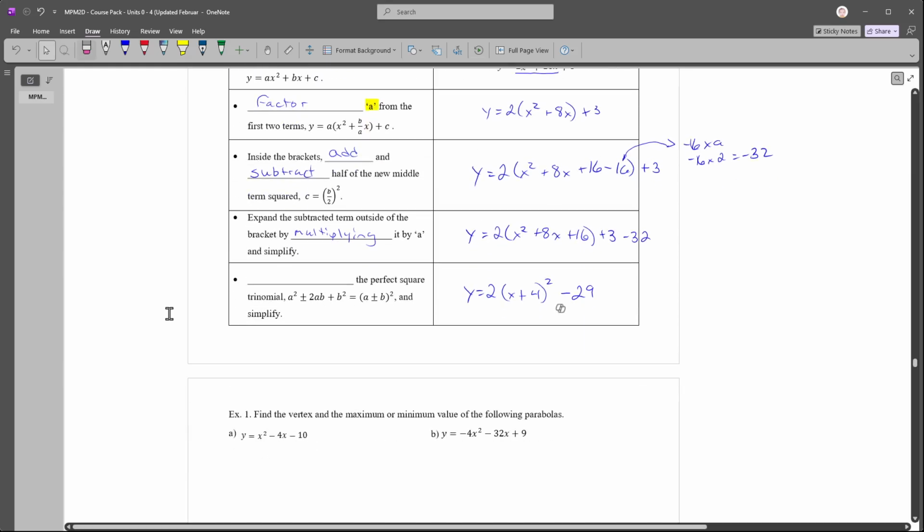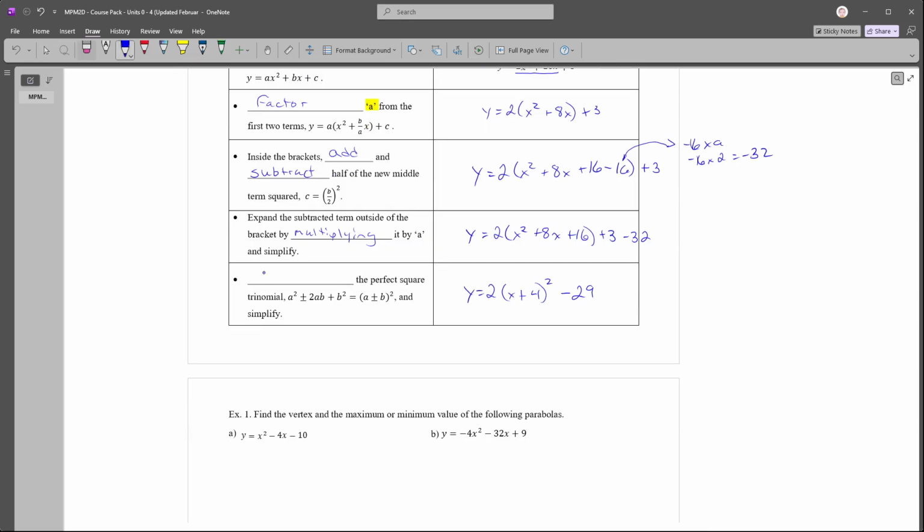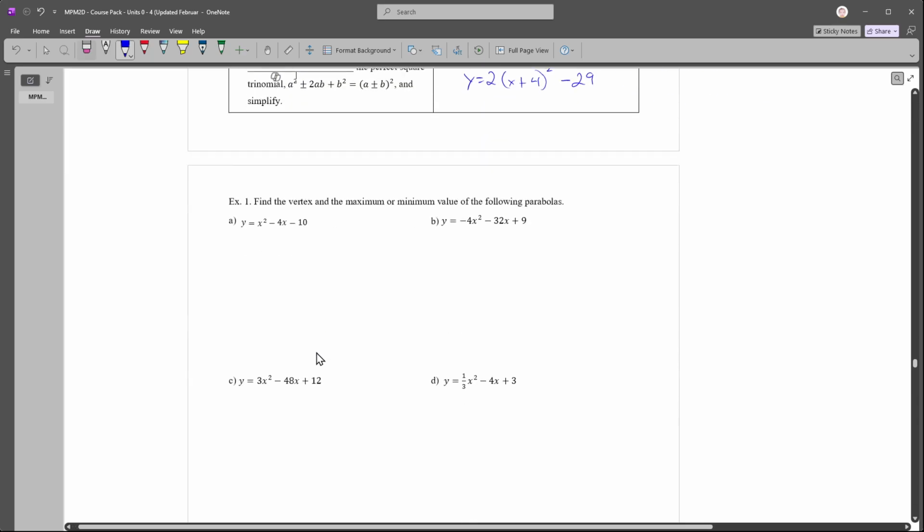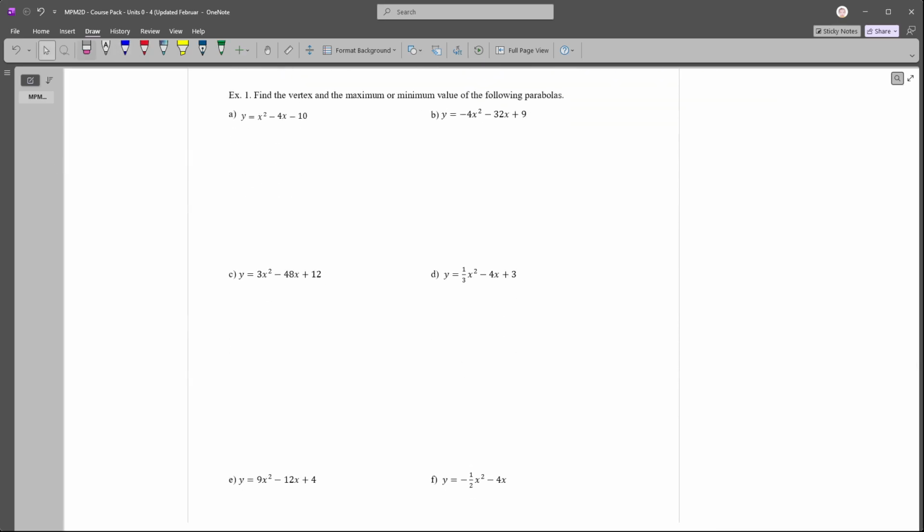Oh, I forgot to fill in this blank here. Down here, so we factor the perfect square trinomial. Okay, let's go show some quick examples of what we're talking about here.